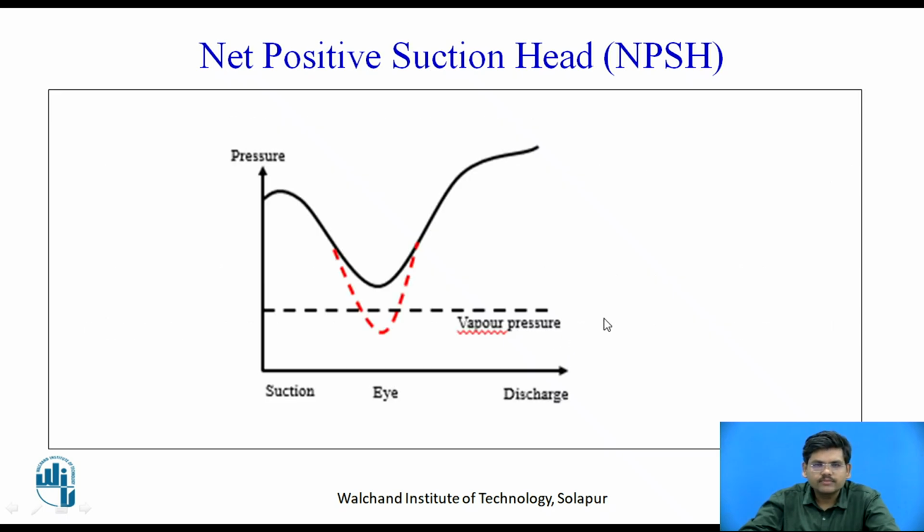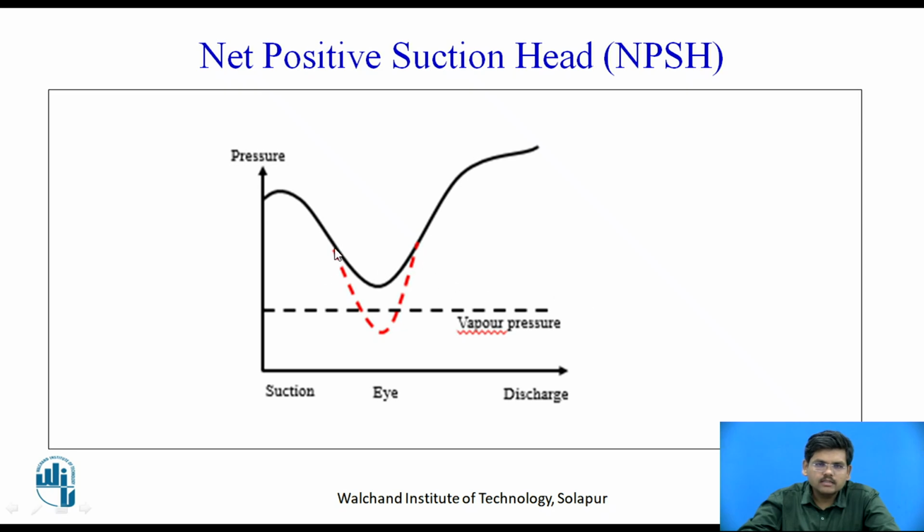Now let us move further. From this graph, we'll see this is the pressure versus discharge, you can say. Here, at the start of the pump or at the suction, the pressure is more, that is atmospheric pressure. Then the pressure goes on dropping till the eye I, and from I it will again start increasing. So this is the general curve that we have of pressure. Now this value is the vapor pressure. Vapor pressure is the pressure at which your fluid will start getting converted into vapors.